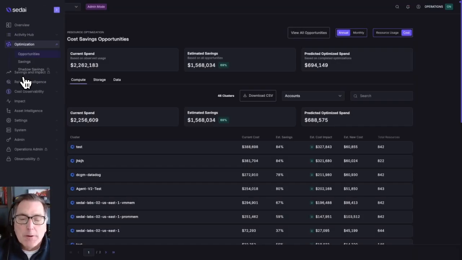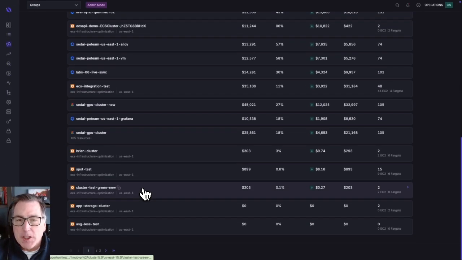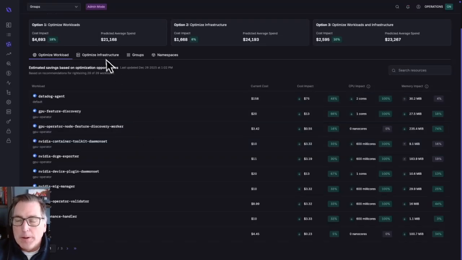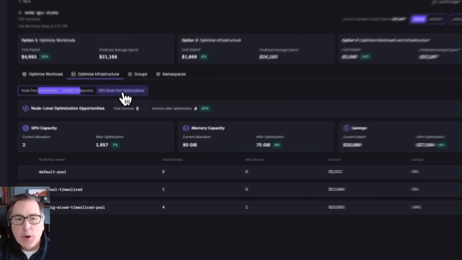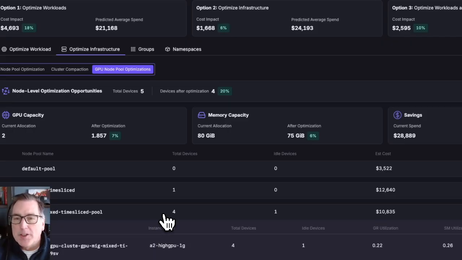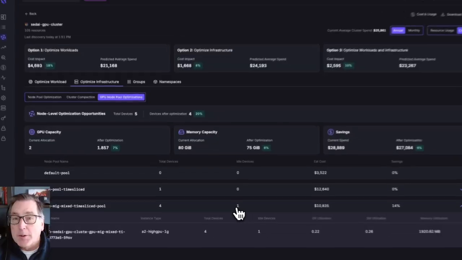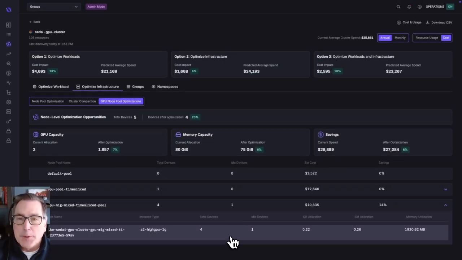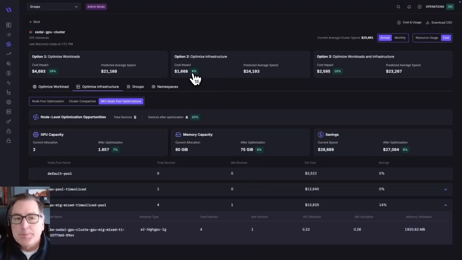Beyond individual workloads, Sedai also looks at your GPU node pools as a whole. Here in the GPU node pool optimization view, Sedai identifies nodes where GPU devices are completely idle, meaning that there's an opportunity to consolidate workloads and reclaim entire nodes. This is sort of the GPU equivalent of cluster compaction. And again, the savings can be really significant when you're talking about GPU node hourly rates.